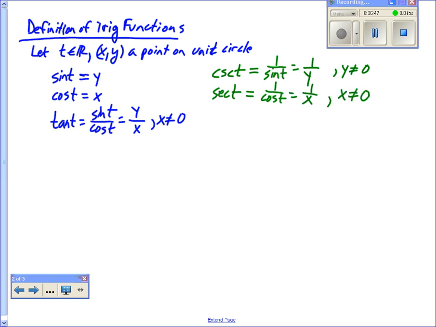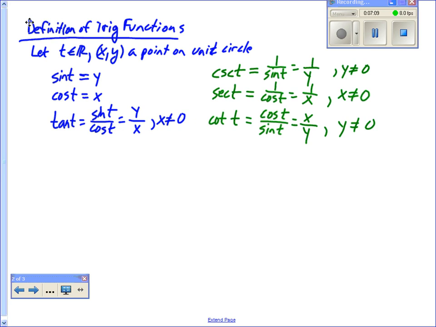And then finally you've got your cotangent of t, which is the reciprocal of the tangent. In other words, the other way around, the cosine of t over the sine of t. So you've got your x over y here. Of course, y cannot be 0 here, or else this thing is undefined.